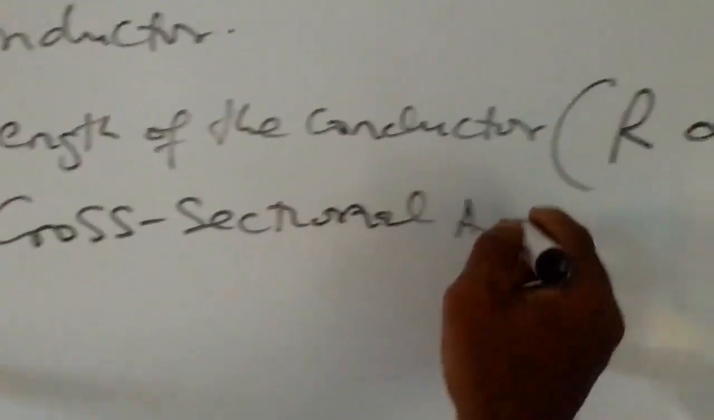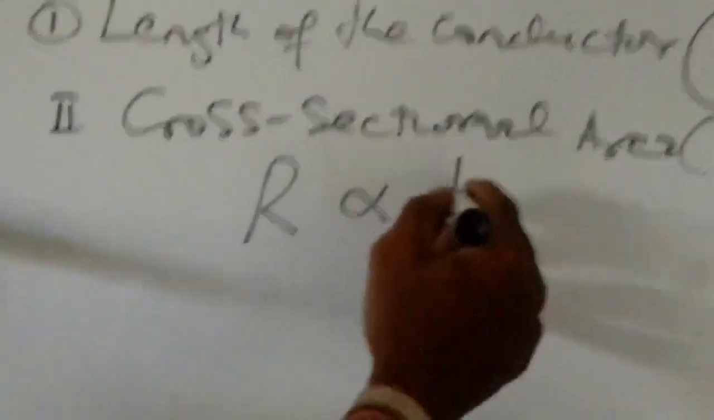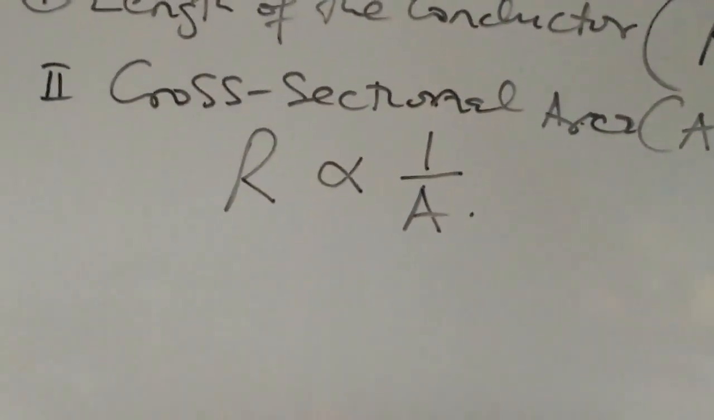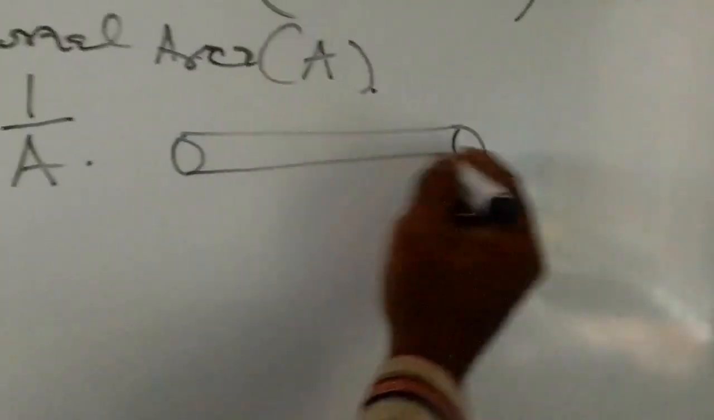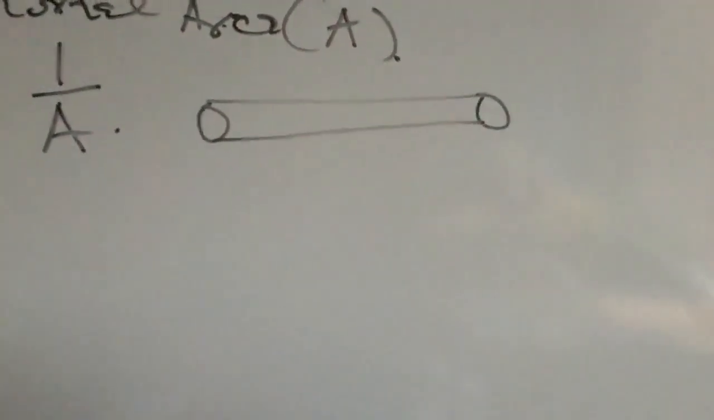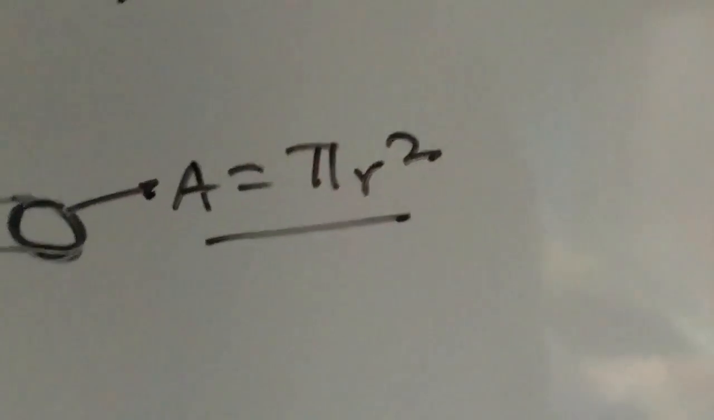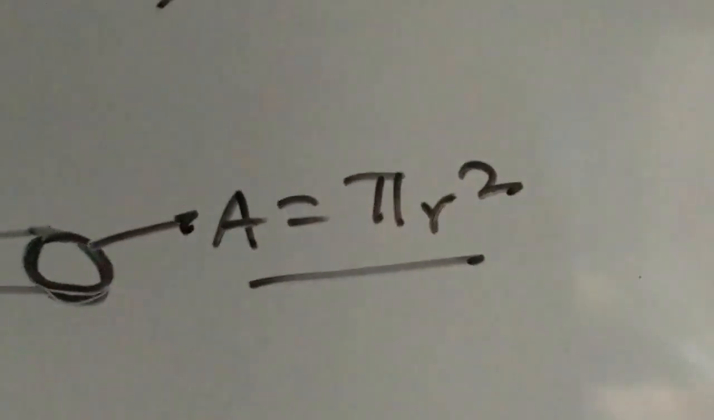Cross-sectional area, we can write as A. Resistance of a conductor varies inversely as the cross-sectional area. So what do we understand by cross-sectional area? If we take a piece of wire or conductor, the cross-sectional area of this structure drawn on the board is nothing but the area of the cross-sectional end, which is circular in nature. And the cross-sectional area of the wire is given by pi r squared, the area of a circle, since the end of the wire is circular in nature.